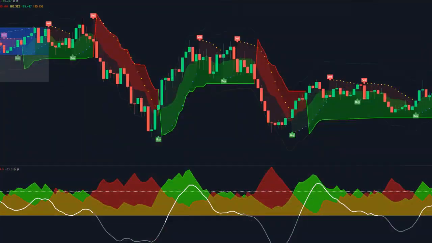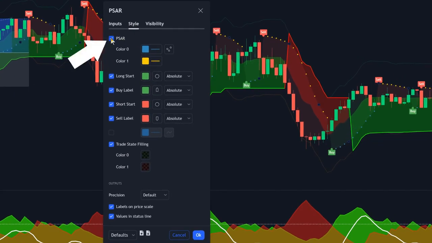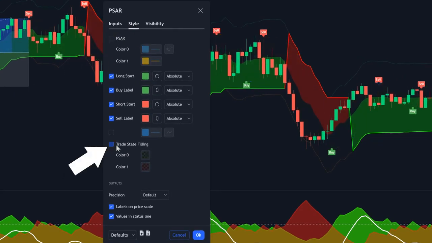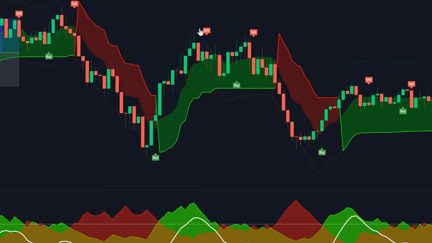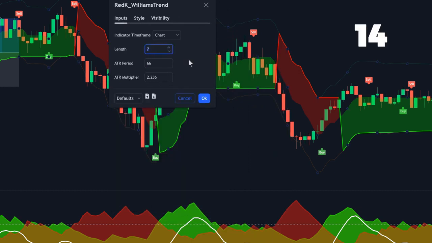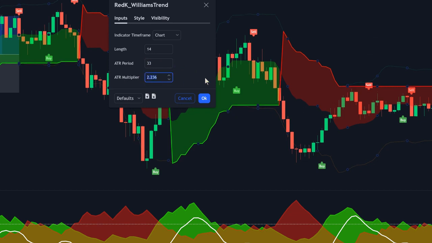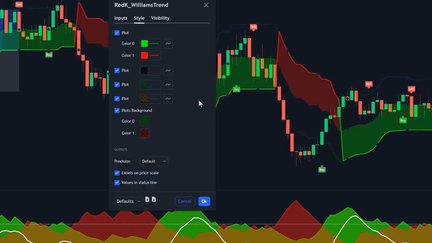Then access the settings of the parabolic SAR indicator. Then on the Style tab, disable the PSAR option and the Trade State Filling option. After that, click OK. Then double-click on the Williams Trend indicator. Then on the Inputs tab, change the length to 14. And then reduce the ATR period to 33. For the ATR multiplier, we're going to change it to 1.5. On the Style tab, you want to change these plot colors to brighter colors.